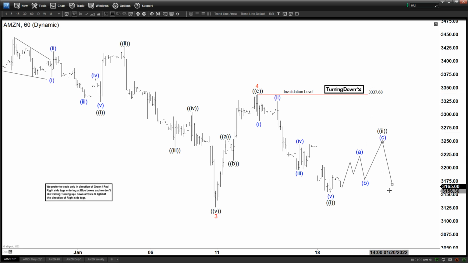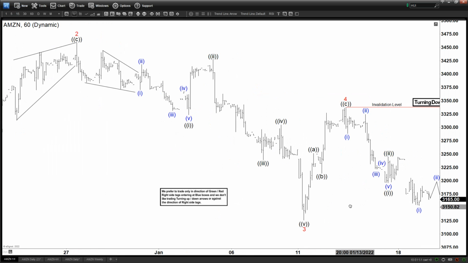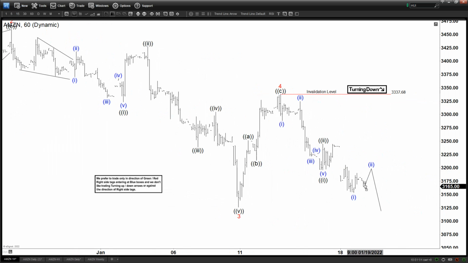So within the framework of more downside against 3,337, I can see two possible options. One is this way, which is a larger degree rally, and as long as we stay below here, we can see more downside, or we can go lower in a more impulsive way. The 1 and 2 is already finished here, which is our primary view right now, and so the rally is going to be minimal. We can continue to go down as a result. So the key takeaway is, as long as we stay below here, expect more downside within this wave 5.